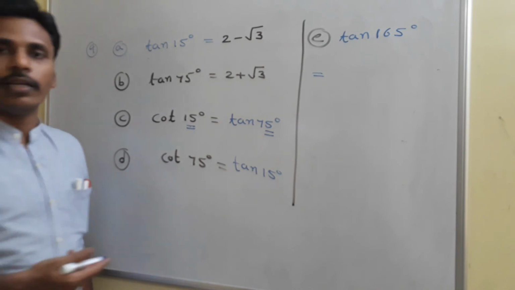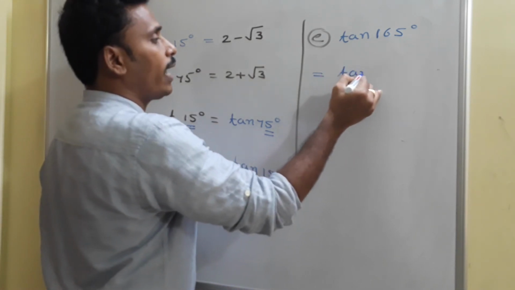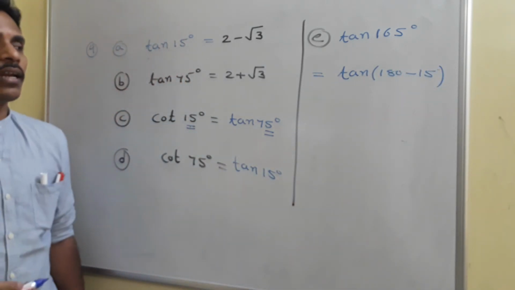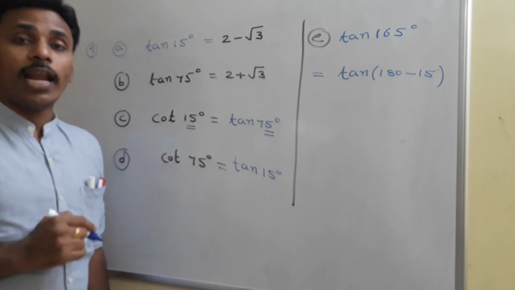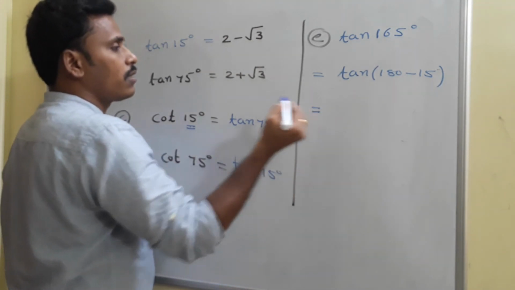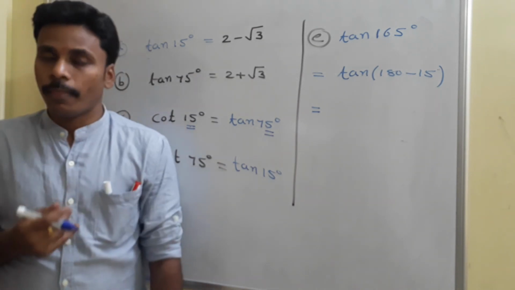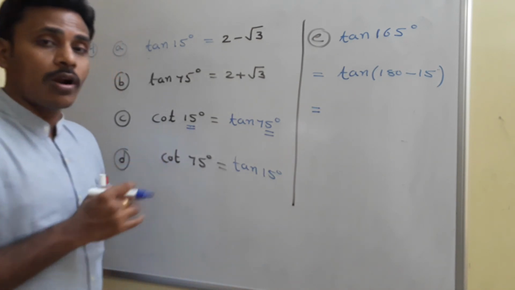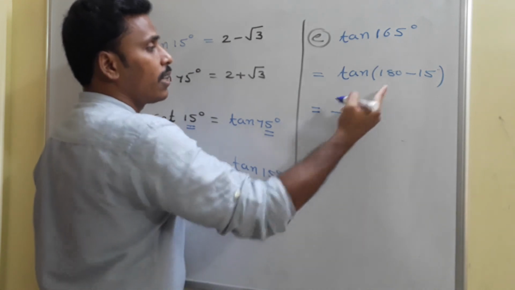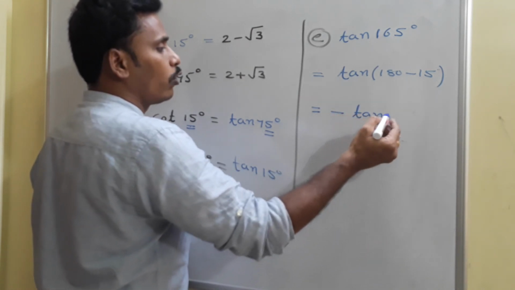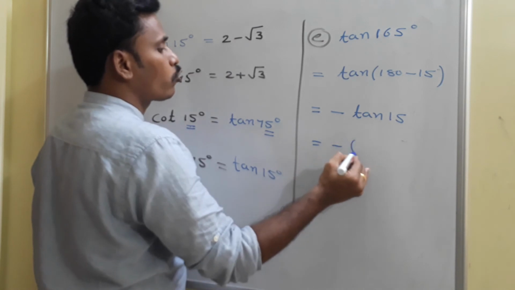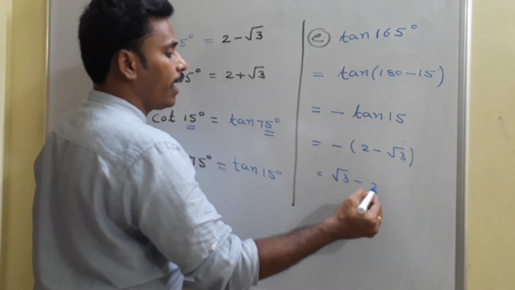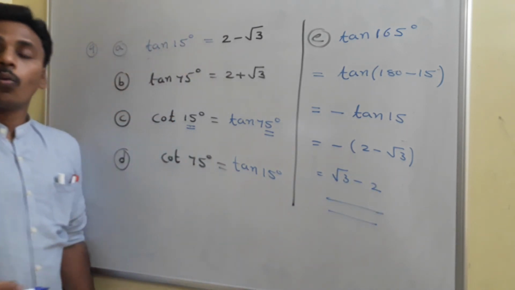See, already we have 15 degrees, 75 degrees. So you just write this as tan of 180 minus 15. Yeah, 165. I write it like 180 minus 15. And now tan of 180 minus 15, this is 180 minus theta. See, 180 minus theta means second quadrant. Tan is what? In second quadrant tan is negative. That's why you just take the 180 minus and leave tan only, minus tan 15. And that is equals to minus of 2 minus root 3. So that is equals to root 3 minus 2, which is the value of tan 165 degrees.